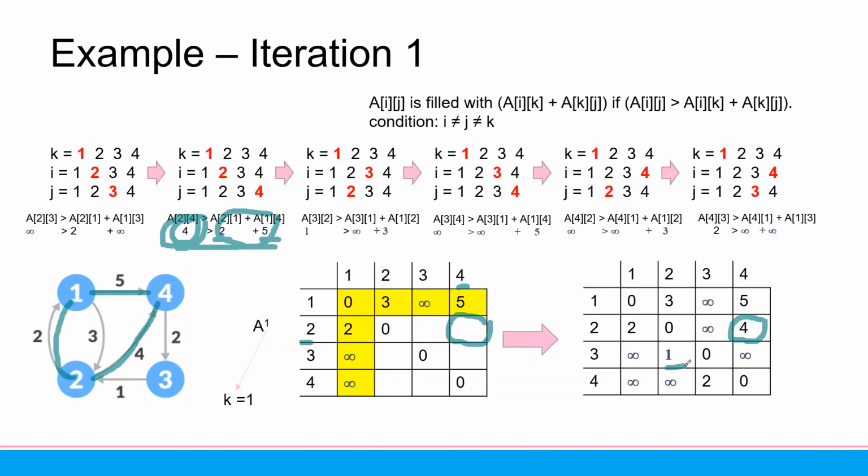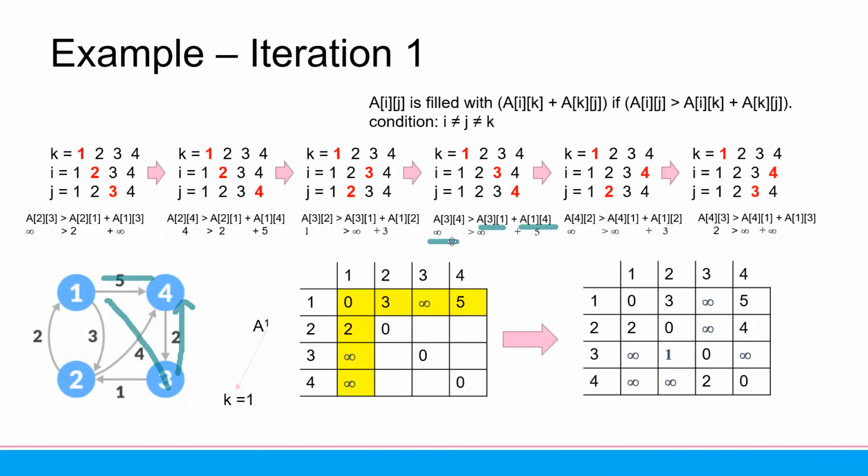And let's say 3 to 2. 3 to 2, we put 1. Compare with 3, 1 and 1, 2. 3, 1 is infinite, and 1, 2 is 3. So we will use the minimum, which is 1. And what about 3 and 4? 3 and 4 is infinite. We have 3, 1 plus 1, 4. 3, 1 is infinite, 1, 4 is 5. So infinite and infinite, we just keep the infinite.